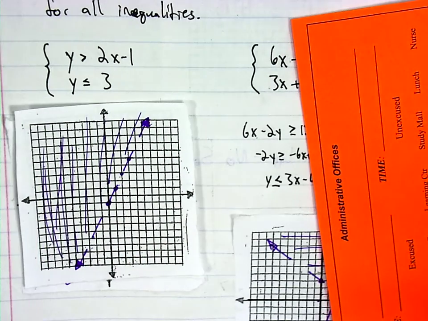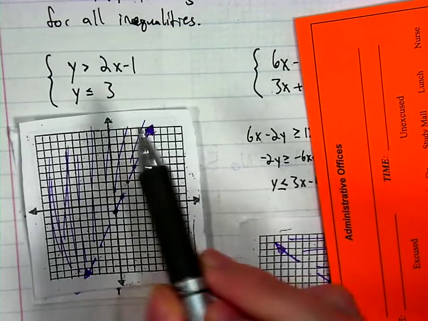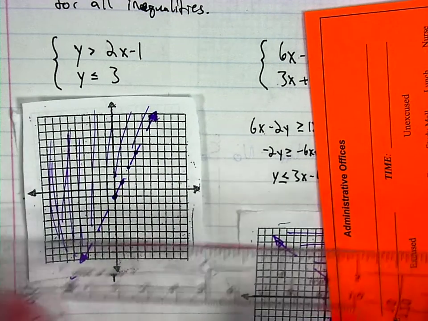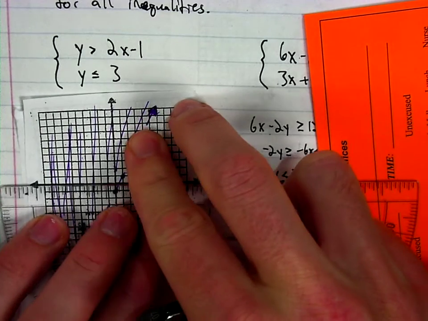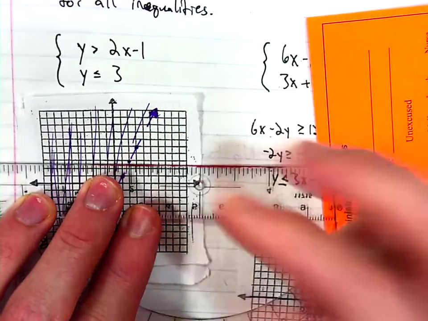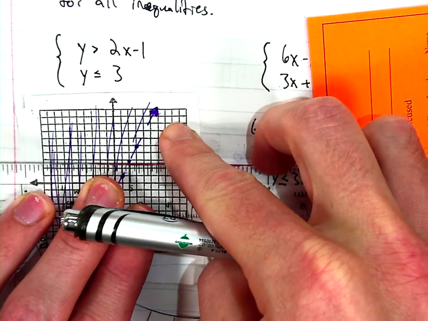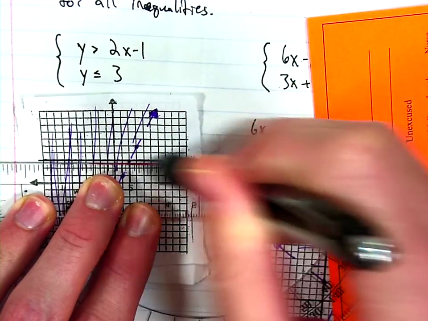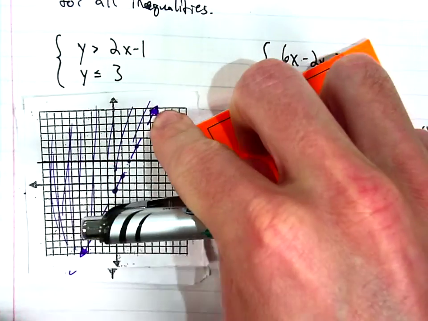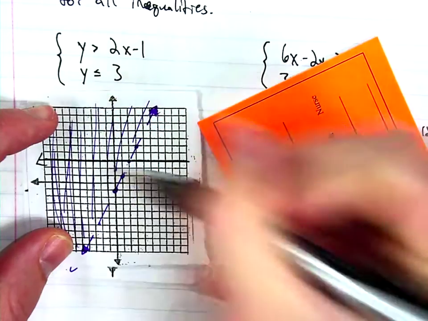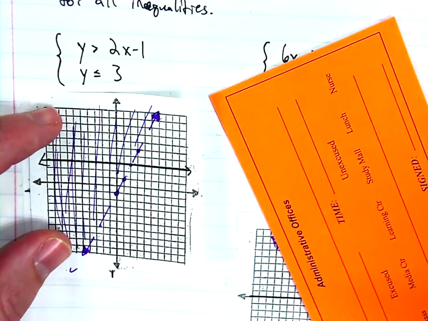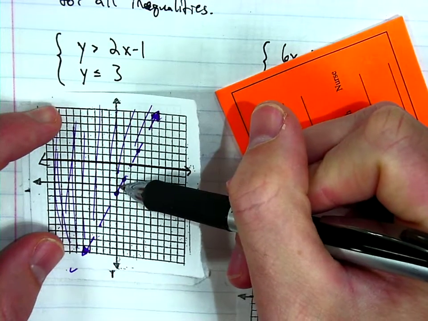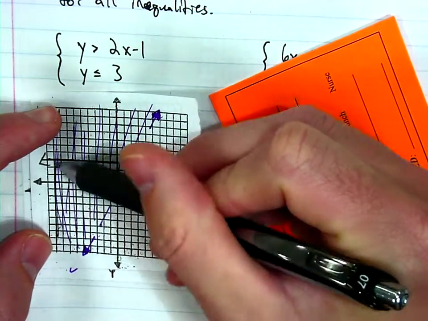Okay. My second inequality here is y is less than or equal to 3. So we're going to cross the y-axis at 3. This one is a solid line. And we're going to shade below, less than or equal to. 0 is less than 3, so I'm going to shade below.